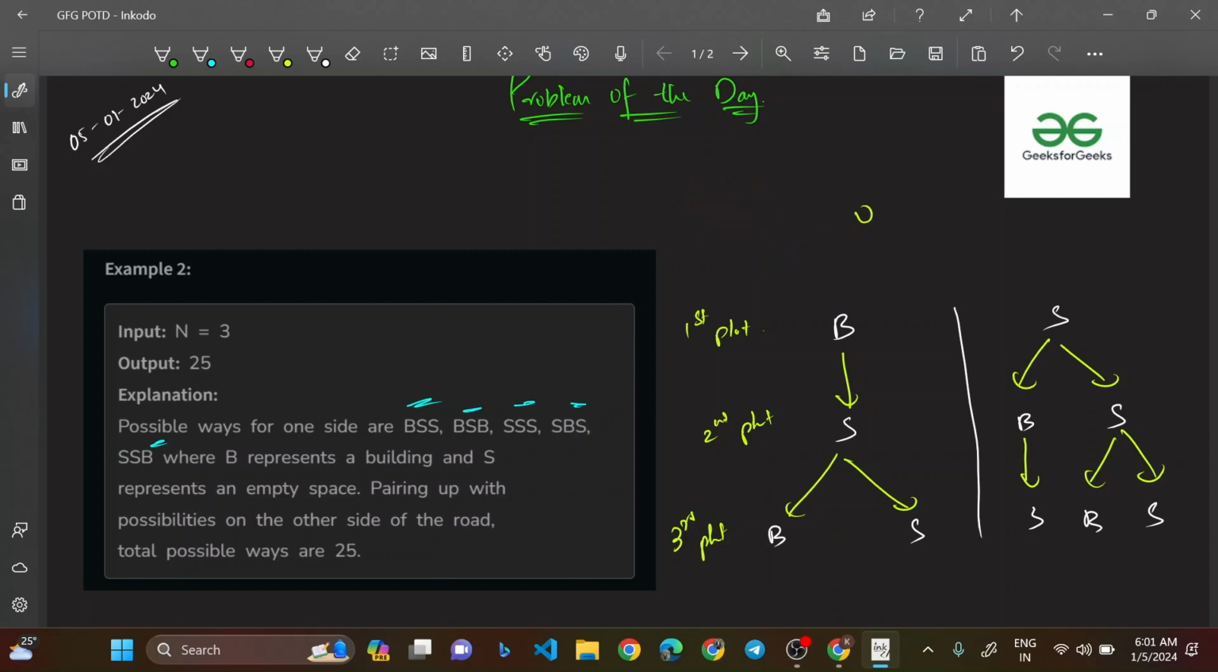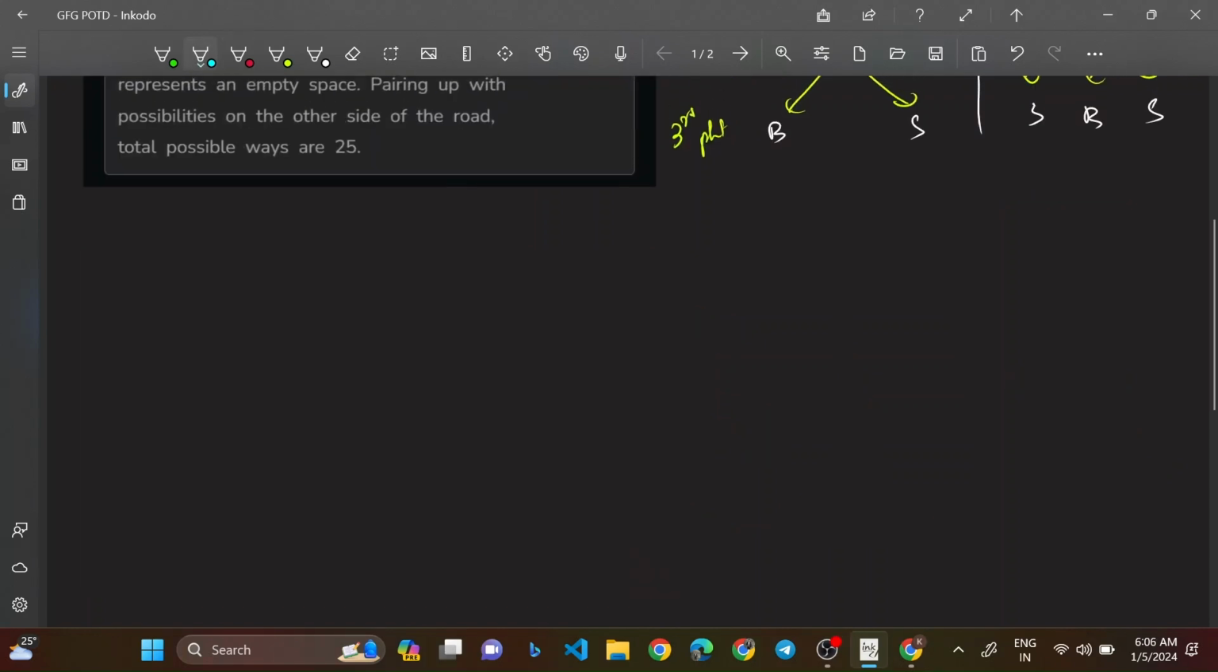So I'll just erase this. Remember that we are working on the n equal to 3 case. Okay, example. So we are working on the same example too. So let us solve the recursion for this example itself. What is that example? There is a road here, and there are 3 plots on the left side as well as the right side.